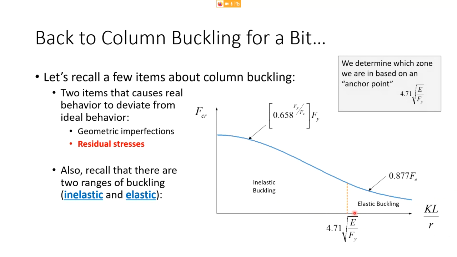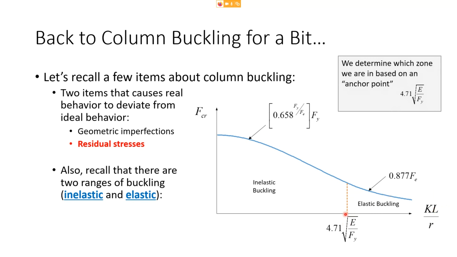And so one name we might use for this is an anchor point. The anchor point defines whether we're in the inelastic buckling region or the elastic buckling region. And for columns, that anchor point is 4.71 times the square root of E over Fy. And all that was just setting this equation and this equation equal to one another, and then solving for what value makes those two equal, and it's that term right there.